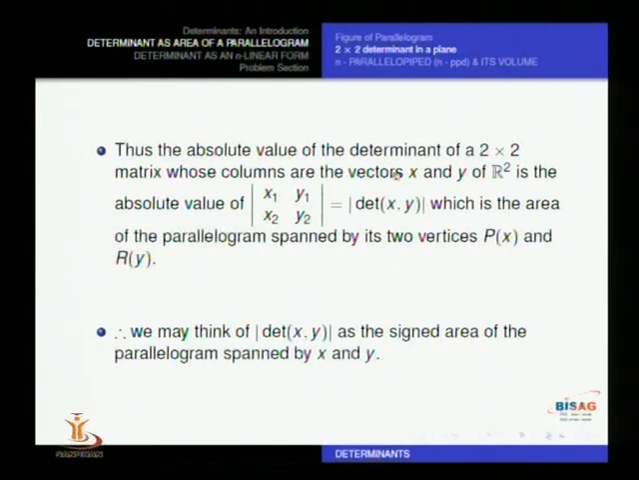Thus the absolute value of the determinant, as you can see written on the screen, of a 2x2 matrix whose columns are the vectors x and y of R2 is the absolute value of determinant x1 x2 y1 y2, or you can write x1 y1 x2 y2, you can take the transpose, it doesn't matter, the determinant value does not change. This is the area of the parallelogram spanned by the two vertices P and R, as just now shown by Professor V.R. Trivedi on paper. Therefore, we can think of the determinant as the signed area of the parallelogram spanned by x and y.